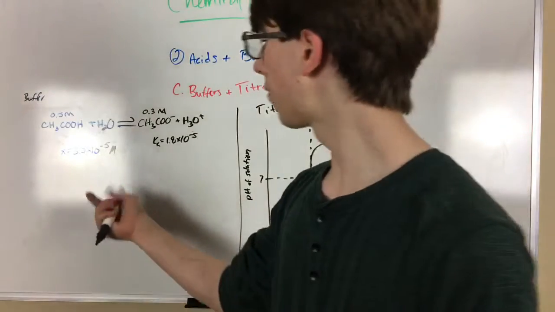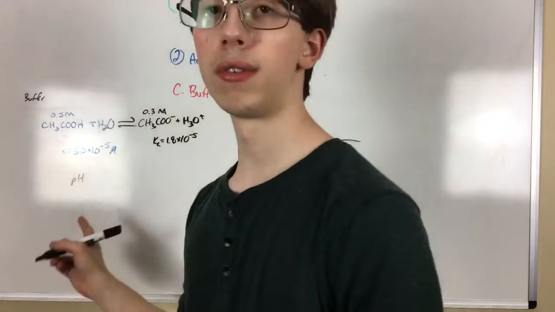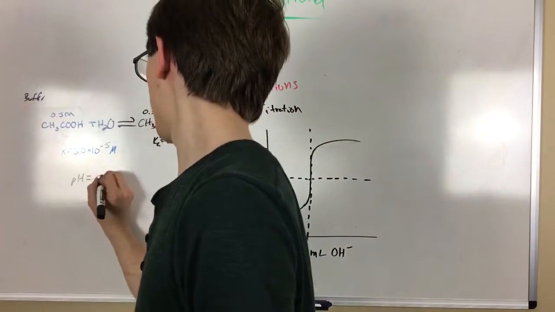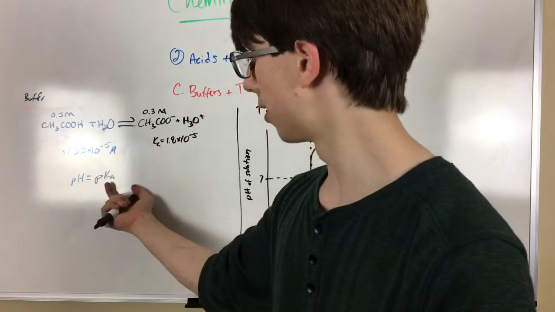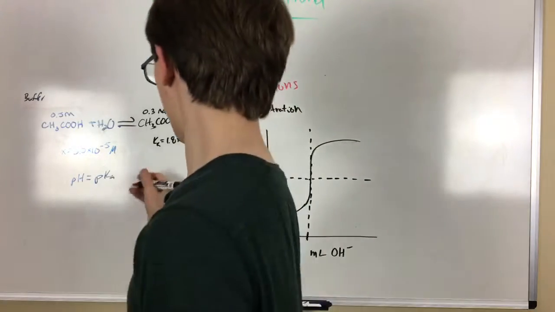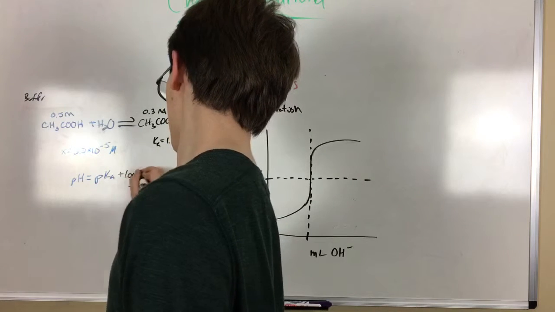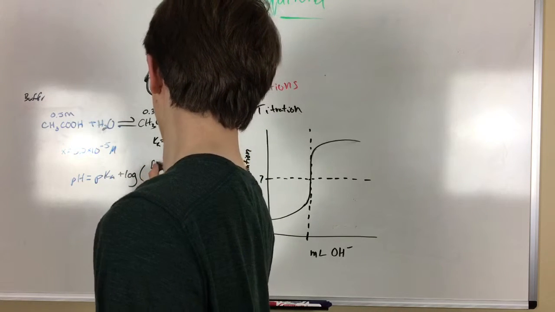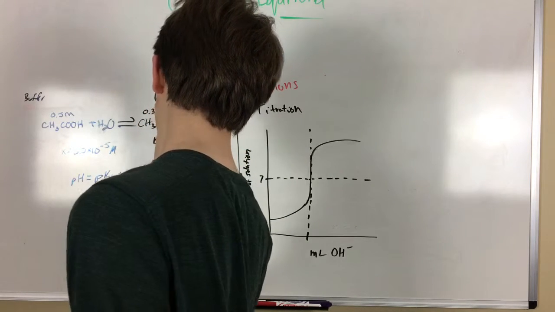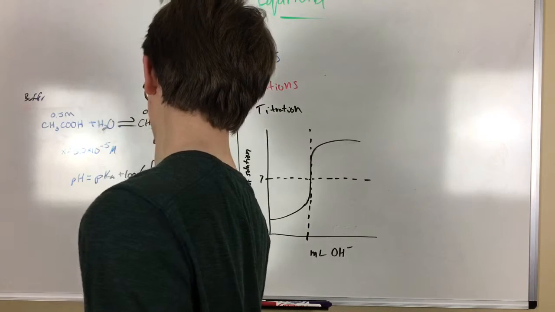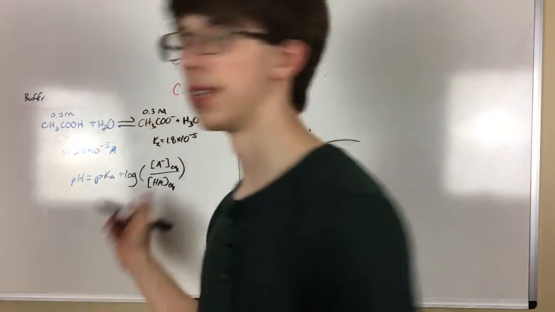And then all we have to do after that is just say the pH of this buffer is equal to the pKa, meaning the negative log of the acid constant, which is the negative log of 1.8 times 10 to the negative 5 in this case, plus the log of the concentration of base at equilibrium divided by the concentration of acid at equilibrium. And that's it. That's all you have to do.